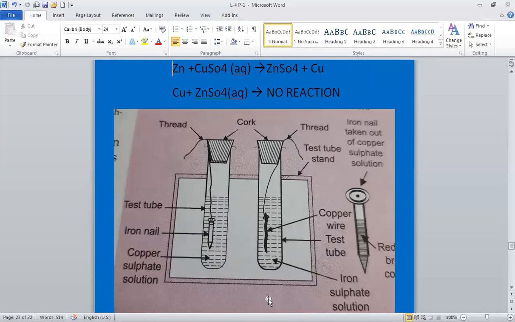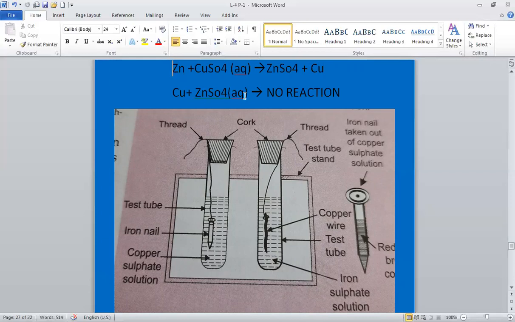Now, if we take a solution of zinc sulfate and put some copper pieces in it, no reaction will take place. As you can see, no reaction. Why? Because copper is less reactive than zinc, so it will not be able to displace zinc from its solution. So this is about displacement of a metal by other metals.